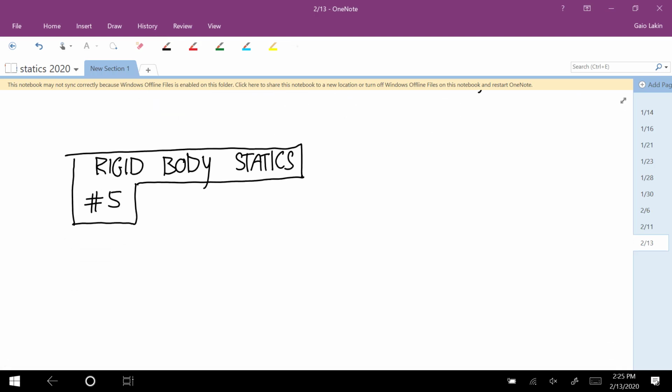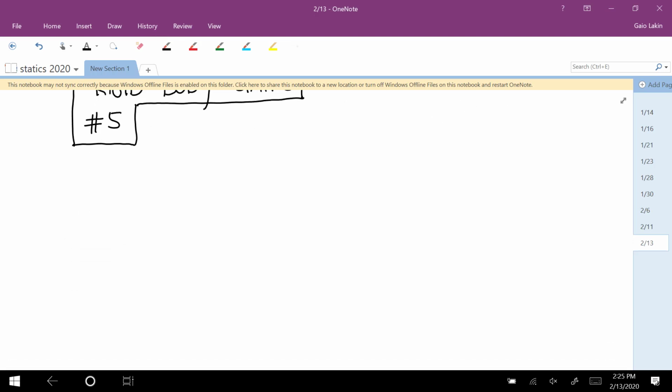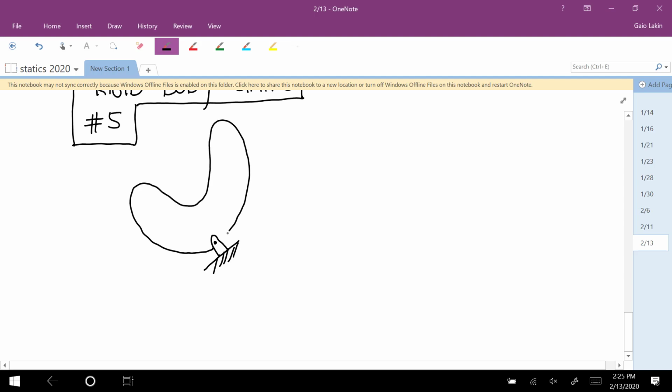Okay, so number 5, it's this problem or this setup that we've seen before in the vector problems, I think. So you have this body like this, and it's connected to this funny J-shaped thing. And a cable like this.